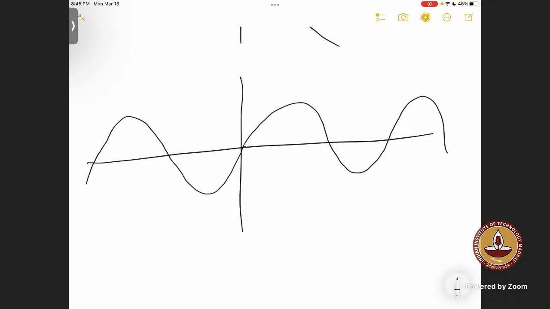If I take this particular interval, let's say this is my x1, this is my x2, what's happening in this interval x1, x2? Monotonically decreasing. Very good. Now let me take this as x3 and this as some x4. What's happening in this interval? Increasing.